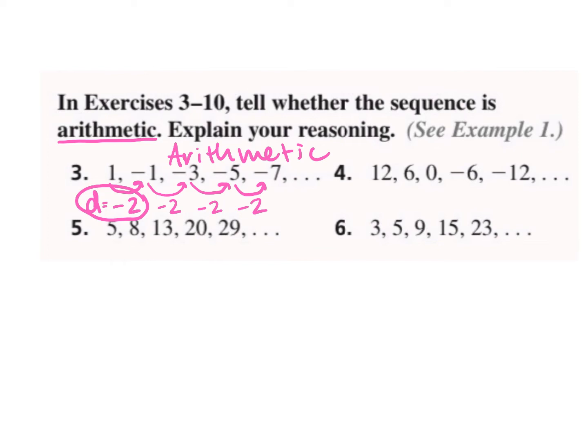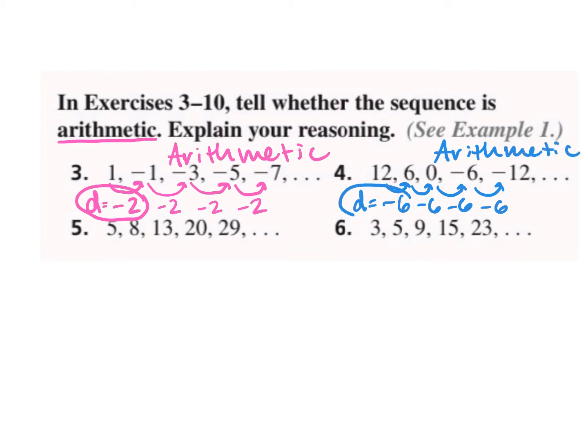For number 4, what am I adding to get from 12 to 6? Negative 6. If I subtract 6 again, do I get 0? Yep. If I subtract 6 again, do I get negative 6? If I subtract 6 again, do I get negative 12? So would this be arithmetic? Yeah. And what would my common difference be? Negative 6.